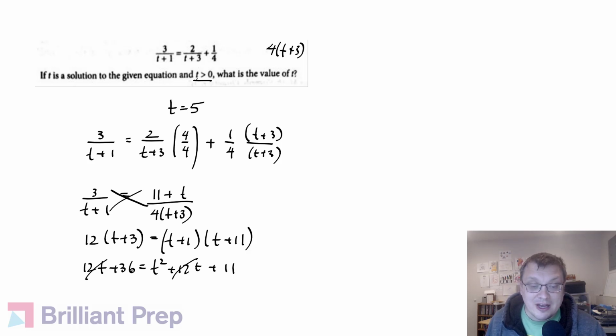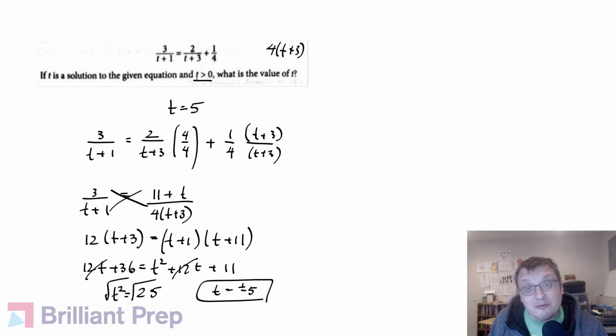So we'll actually bring the 11 over to the other side. We'll subtract it from both sides. So we get t squared is 25. And so when we square root both sides, we'll get t equals plus or minus 5, which should sound familiar. It's exactly what we saw in Desmos. And again, for the same reasons, t equals 5 is our answer.